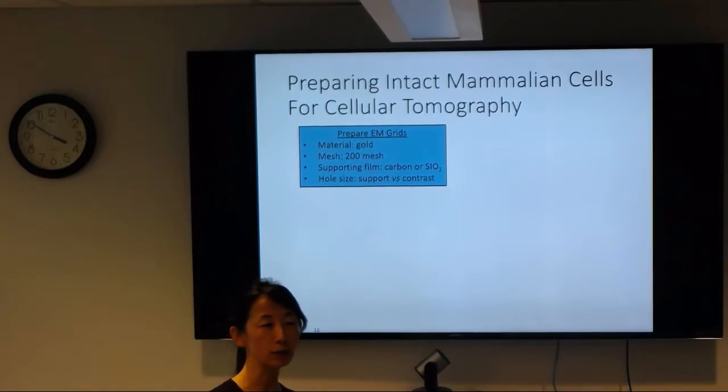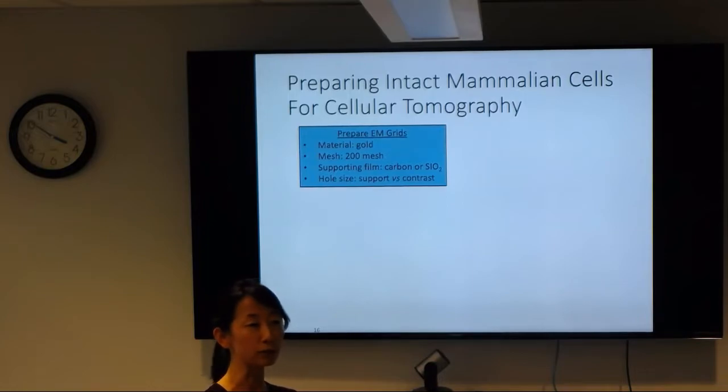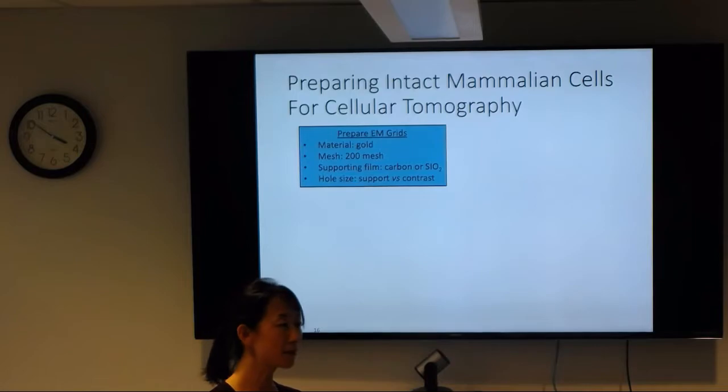And then you also have to consider the supporting film for the cells to grow on. The best support material will be a continuous film so that your cell can grow happily on carbon or on silicon dioxide film. But the problem is the contrast will not be that good. So you want to use the Quantifoil holey grid, but the hole is not going to give your cell very good support. So this is something you have to consider or try out when you are doing a cellular tomography project.